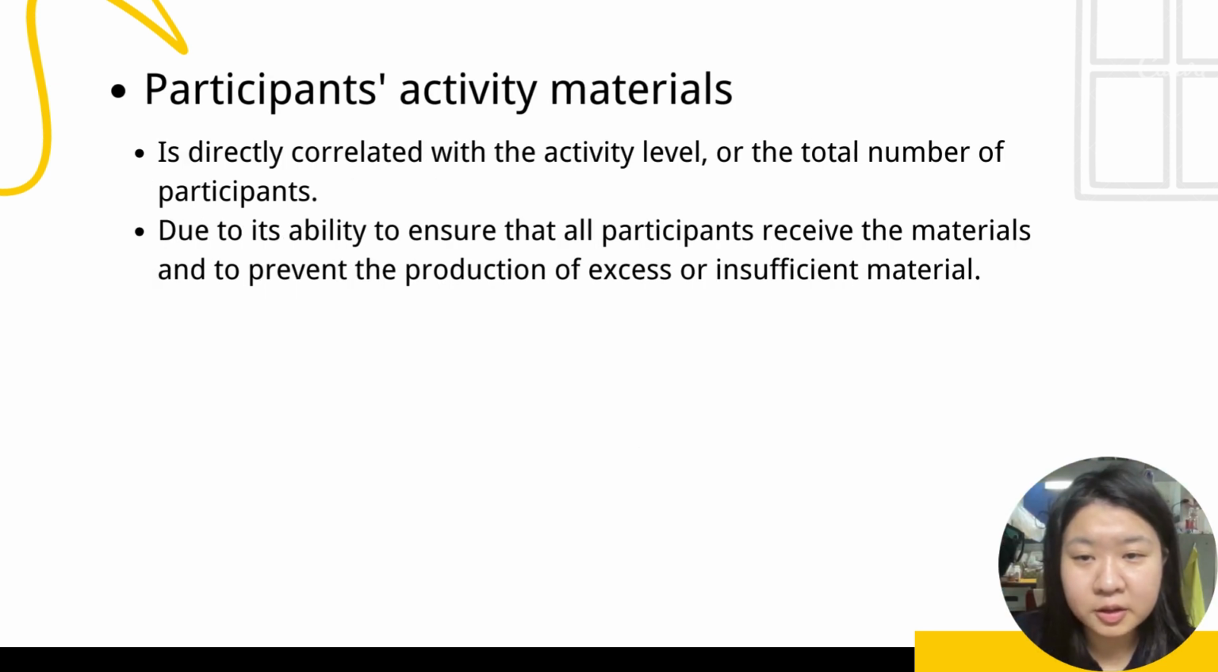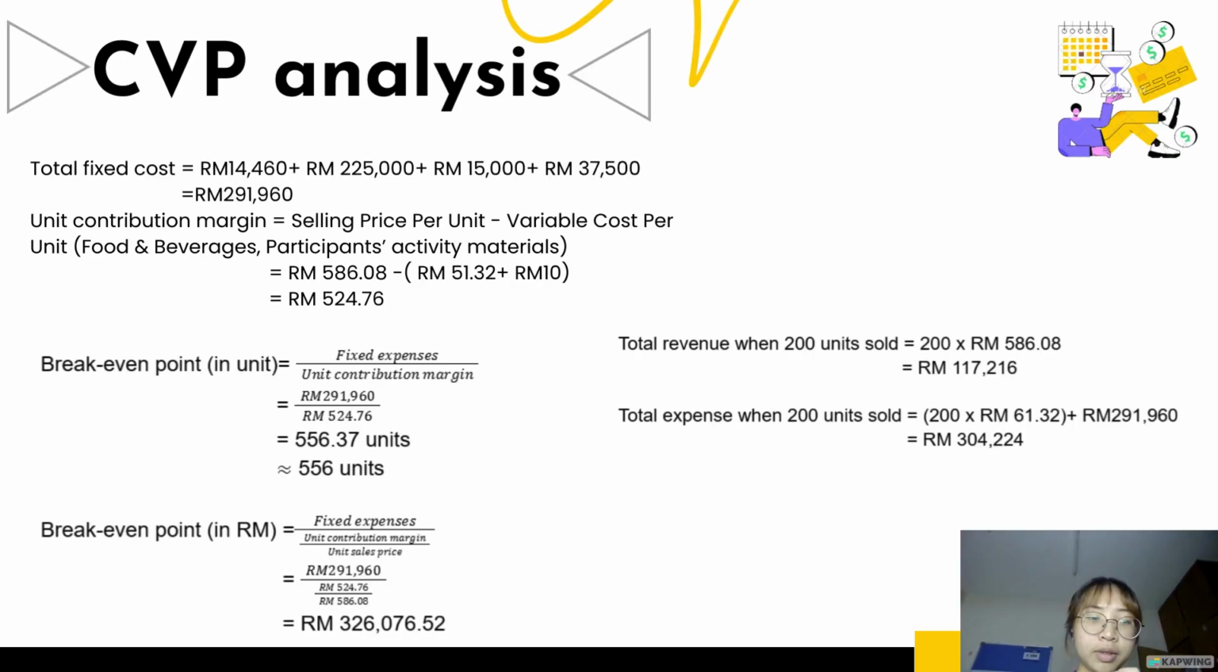And then we're going to talk about the last of our variable costs, the participants' activity materials. Participants' activity materials correlate directly with the activity level, or the enrolment numbers of the participants. This ensures that all participants receive the materials and prevents the production of insufficient material. The participant enrollment fee, we put as other income in this 5-day course.